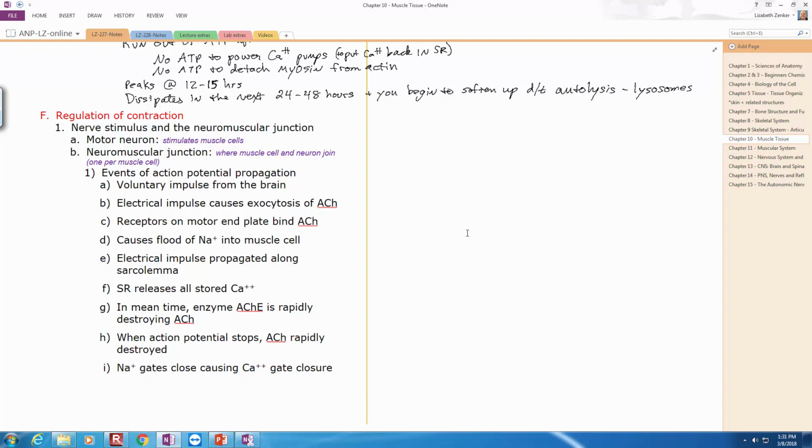No more voltage change, thus no sodium going in. No sodium going in, now calcium is not going to be released from the sarcoplasmic reticulum.